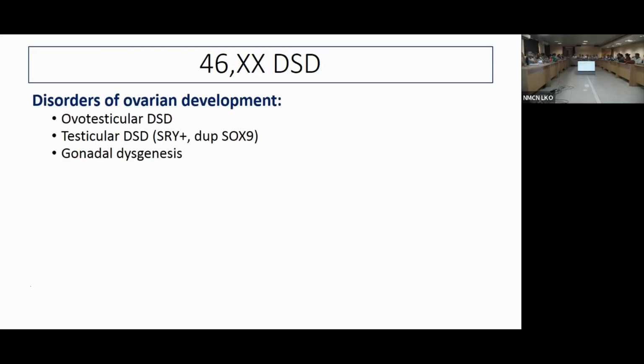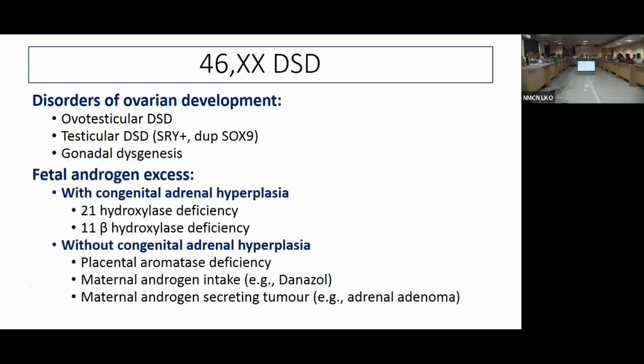So here, again, two main categories. You have the disorders of ovarian development. So this includes your 46XX ovotesticular DSDs. Then the testicular DSDs where they are 46XX, but they have maybe duplicated SOX9 or SRY plus, because of which they have testes, not even ovotestes, but testes, in spite of being 46XX. And then you have the gonadal dysgenesis again. And then you have this other important category of fetal androgen excess.